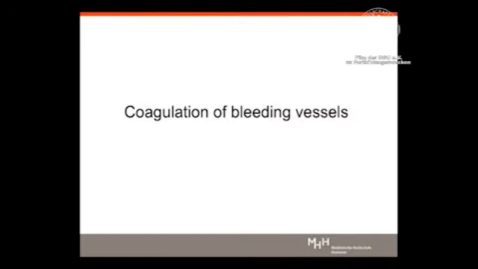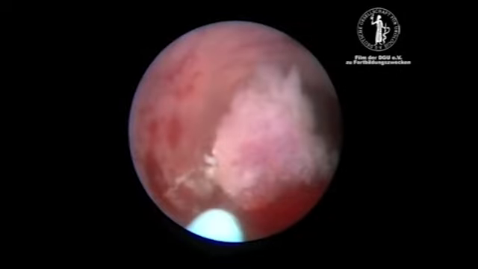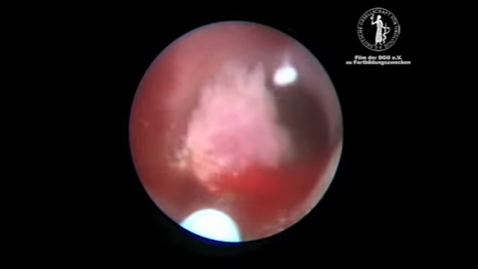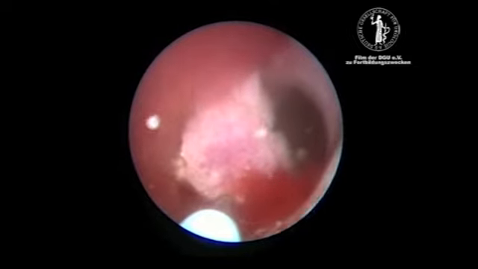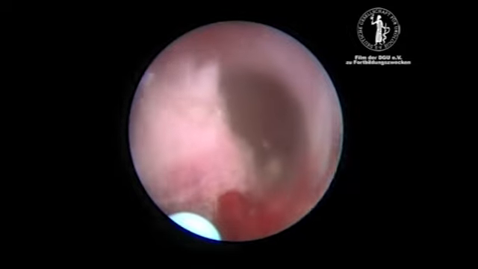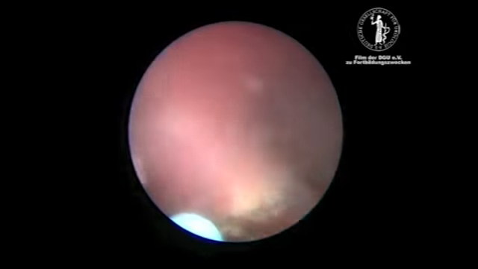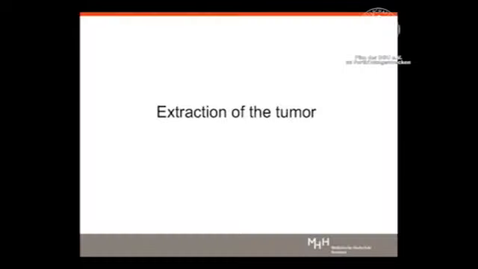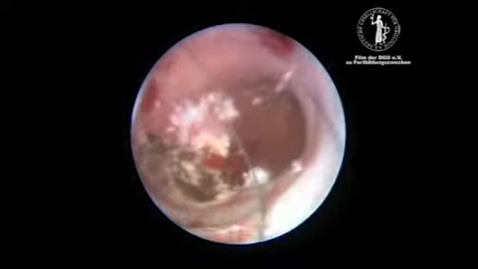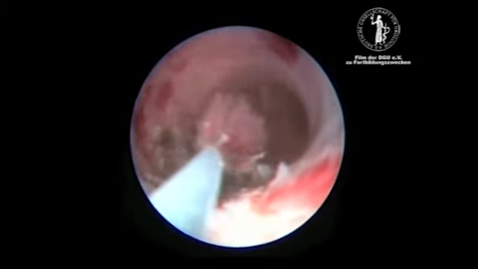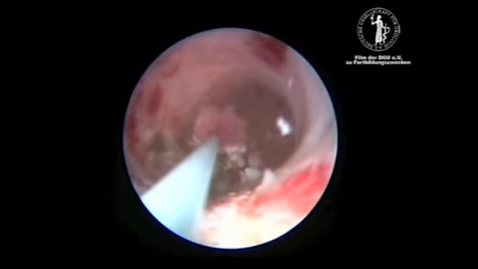Coagulation of bleeding vessels. Extraction of the tumor. The tumor was extracted with a 1.9 zero-tip nitinol basket.